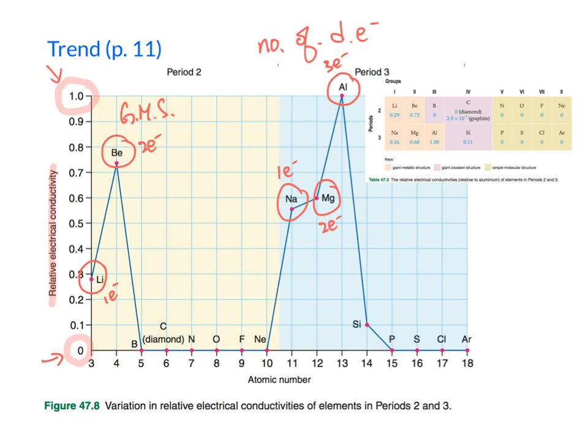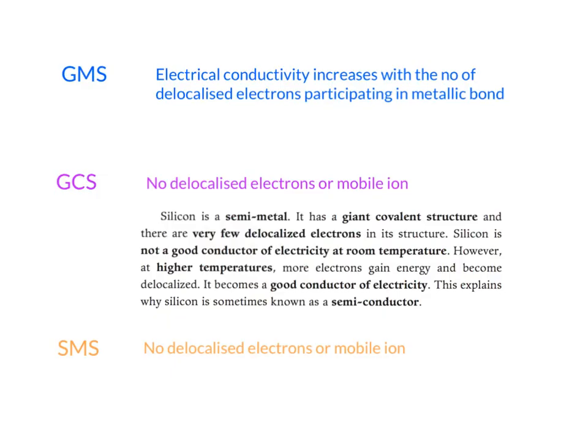I just want to draw your attention to this one. Silicon is a giant covalent structure, but at the same time it is a semi-metal. A semi-metal will slightly conduct electricity under normal conditions. The electrical conductivity will be even better at a higher temperature, because the mechanism of conducting electricity is slightly different from a normal metal. In short, for giant metallic structures, the electrical conductivity increases with the number of delocalized electrons participating in the metallic bond.